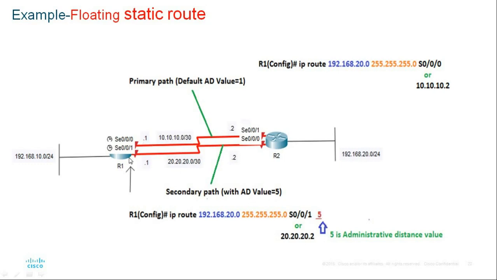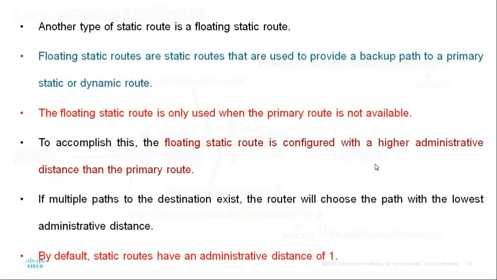So if this link fails, automatically the packet will travel through this one. This is the background and how to configure the floating static route. But I'm not going to demonstrate it now. In our webinar, I will show you how to configure this one and how to check the output also. Right? Now I'm going to the next one, the theory for the floating static route.